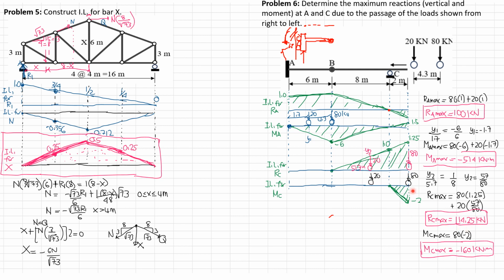Finally, MC max is the 80 kilonewton is on this free end, and the 20 kilonewton load will be somewhere here which has 0 ordinate. So the maximum moment at C is simply 80 times negative 2, so negative 160 kilonewton meter. So that's it for these problems 5 and 6.